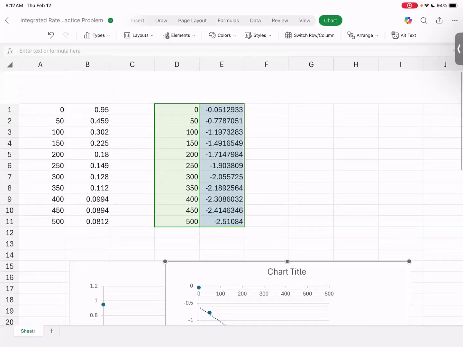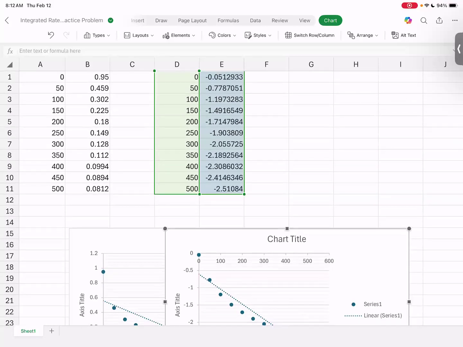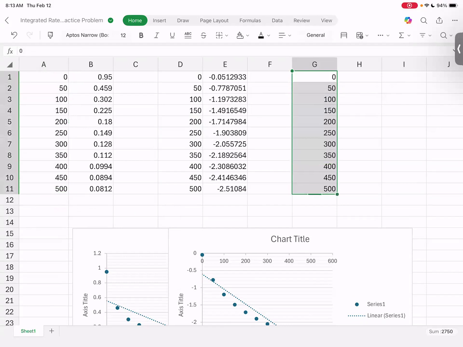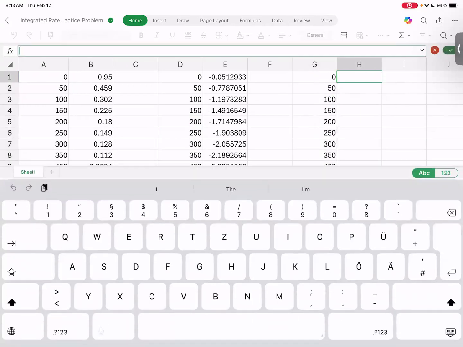You also have to graph one more. Now on the lab, you'll actually have to turn in your graphs. So you've got to go in and edit the X and Y axis and the chart title and make it all pretty. Here I'm just illustrating.